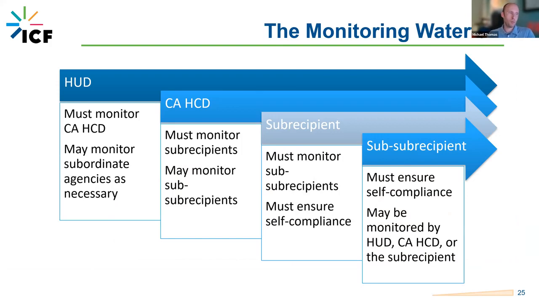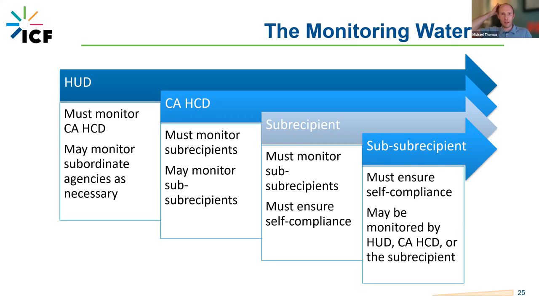So HUD must monitor California HCD. Now, what I'll say is when I say HUD must monitor, it doesn't mean HUD is going to come every year. HUD does monitoring based on risk as is required by the uniform guidance. So they might not monitor HCD every year, but HUD is required to monitor recipients like HCD. HUD also may monitor subordinate agencies as necessary. So when you see that arrow at the top there that crosses all of them, that means HUD has the right to monitor any of those agencies that have received ESG funding.